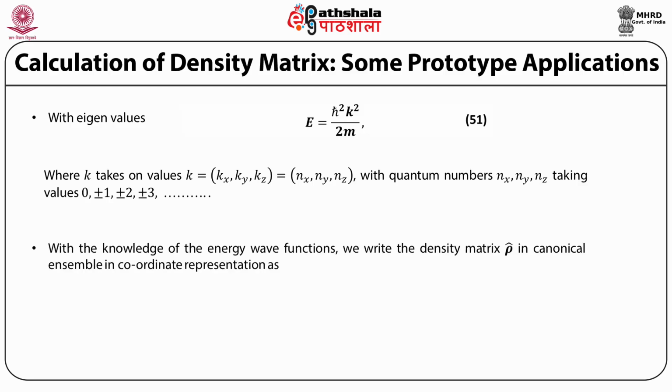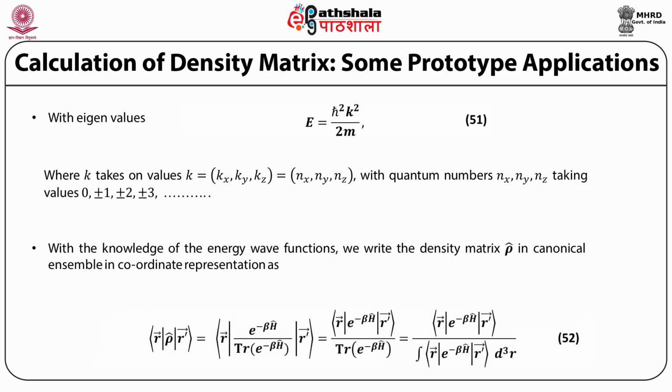With the knowledge of the energy wave functions, we write the density matrix rho in canonical ensemble in coordinate representation as the matrix element of rho between the states R and R dash, which is equal to the matrix element of e raised to power minus beta Hamiltonian operator divided by trace of e raised to power minus beta Hamiltonian operator between the states R and R dash, which is equal to the matrix element of e raised to power minus beta H operator between R and R dash divided by trace of e raised to power minus beta Hamiltonian operator, which is equal to the matrix element of e raised to power minus beta Hamiltonian operator between the states R and R dash divided by the integral of the matrix element of e raised to power minus beta Hamiltonian operator between the states R and R dash over the whole space.